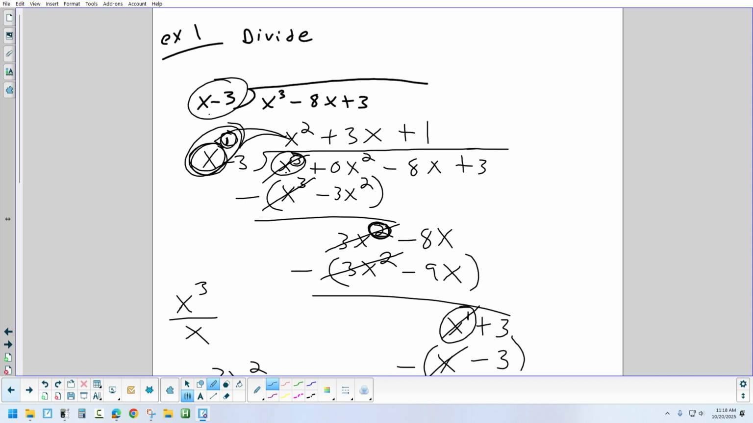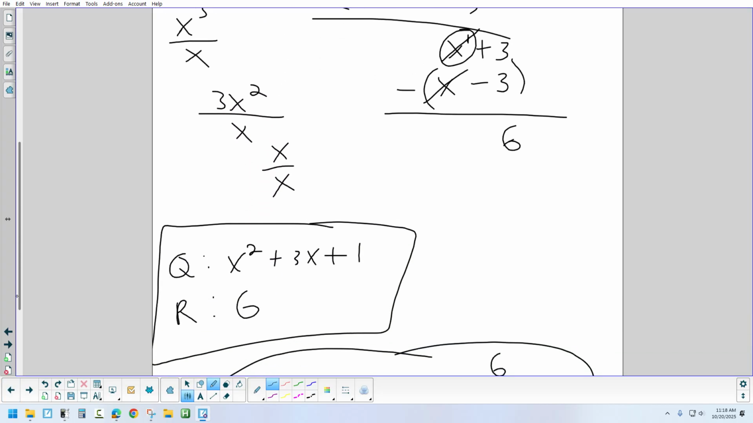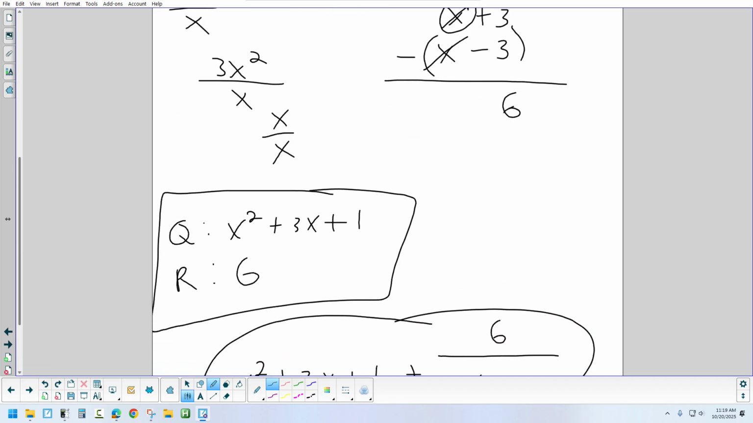Let's look at this one. What was the degree on my divisor here? Degree here was a 1. What's the degree on my remainder? 0. Right? There's no x at all. When there's no variable, that's a degree 0. So notice what happened again. Started with a degree 1, and the remainder was a degree 0. The remainder is always a lower degree than the divisor. That's how that works.